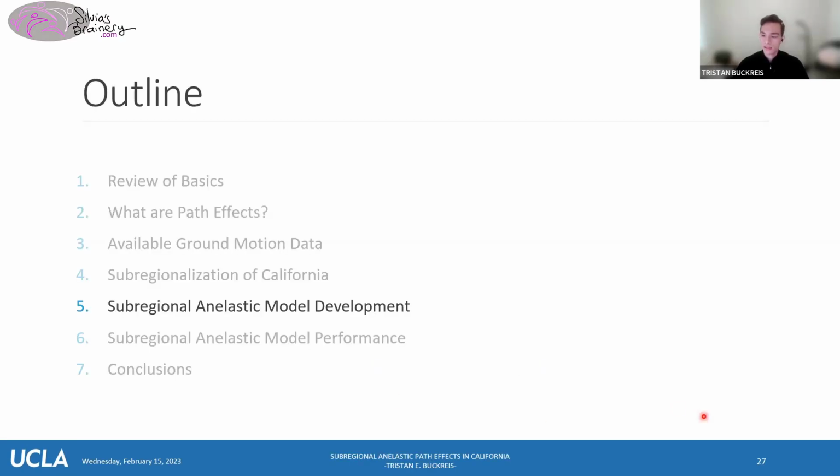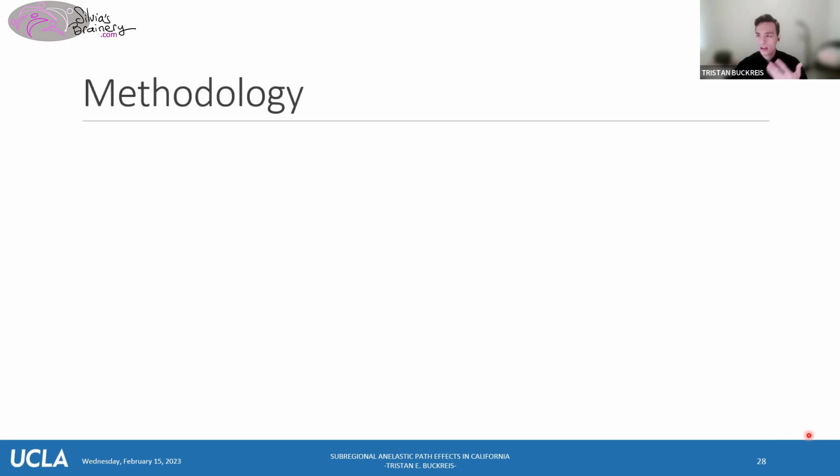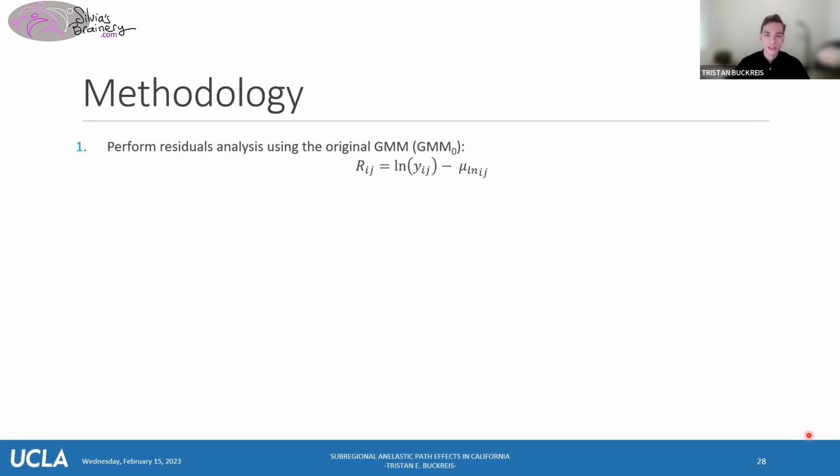Next, I want to get into how we develop our model. So, a bit of methodology. The first step is we do residuals, and we've talked a bit about residuals, but here I just want to make sure that I show the equation. Residual, which I'll represent as capital R, is the log of the observation minus the log of the prediction from the GMM that we saw before.